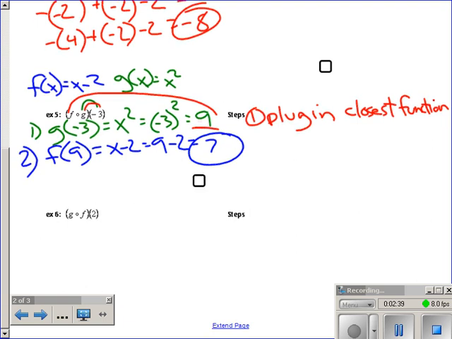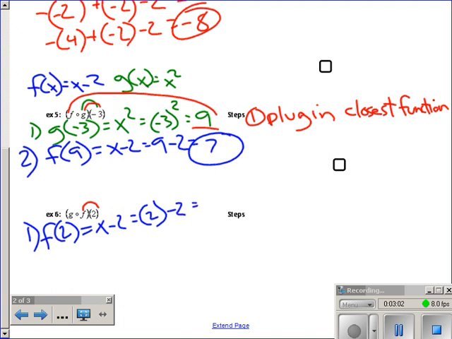So we're going to try it one more time with 6 to give you an example. So we've got 2 there, plugging it into the closest one, which is f. And we know f of x. So f of 2 means that for x minus 2, we're plugging in 2 for the x. Well, 2 minus 2 gives us 0. Step 2 of this is we're going to plug that answer into g. So g of 0, and g was x squared. So 0 squared, we still end up with 0.